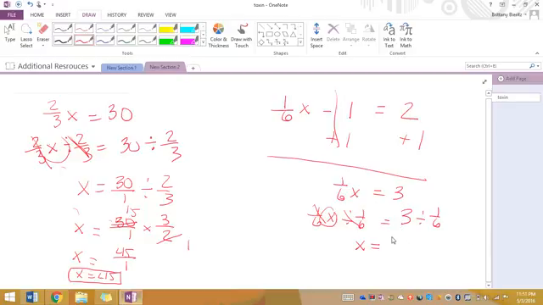3 divided by 1/6 is the same thing as 3 over 1 divided by 1/6. To divide fractions, I have to leave the first, flip the second, and multiply. Check on a diagonal. Nothing I can do here because I'm working with some ones. All right, so x is equal to 3 times 6, which is 18, over 1 times 1, which is 1. That is also simply stated as x is equal to 18.